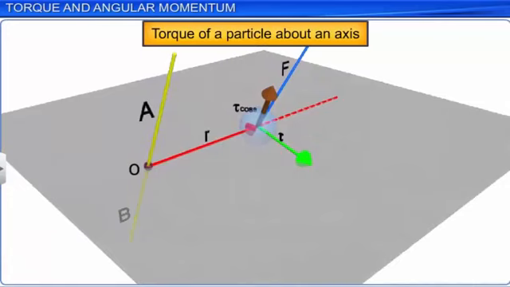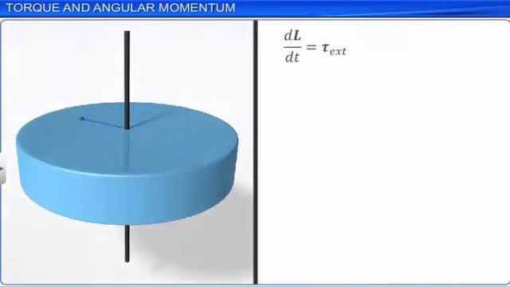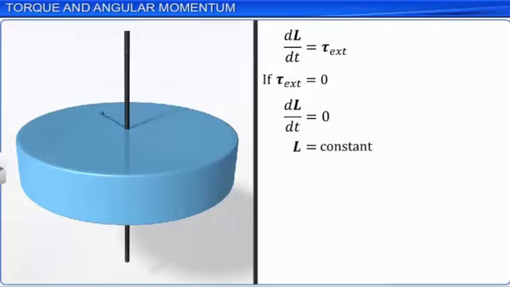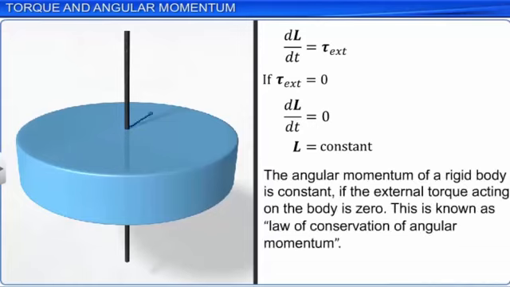Now consider a rigid body rotating about a fixed axis. If the external torque on the system of particles is 0, then dL by dt is 0. This implies that the angular momentum L of the system is constant. The angular momentum of a rigid body is constant if the external torque acting on the body is 0. This is known as the law of conservation of angular momentum.